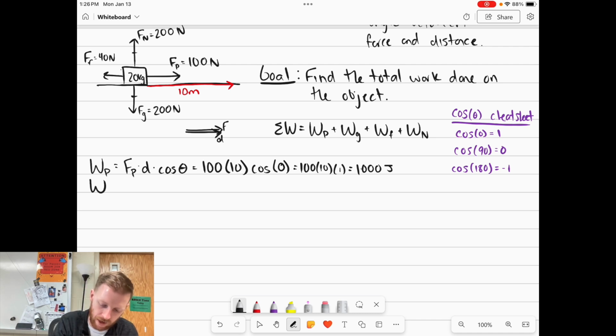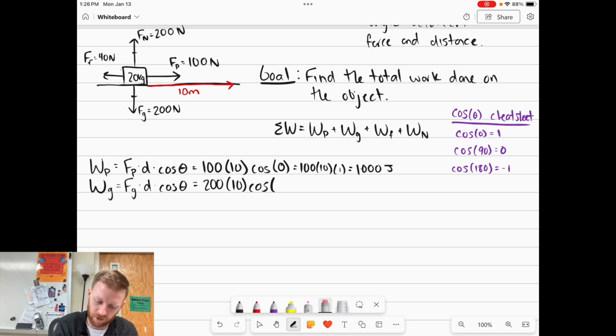So we're going to do the work now done by gravity. It's going to be Fg times distance times cosine theta. Gravity is 200 times my distance of 10 times the cosine of something. So let's do what we did earlier. The force of gravity points down, the distance points here, and that forms a 90-degree angle. And the cosine of 90 is 0. So I'm going to have 200 times 10 times 0, which means it does 0 joules of work.